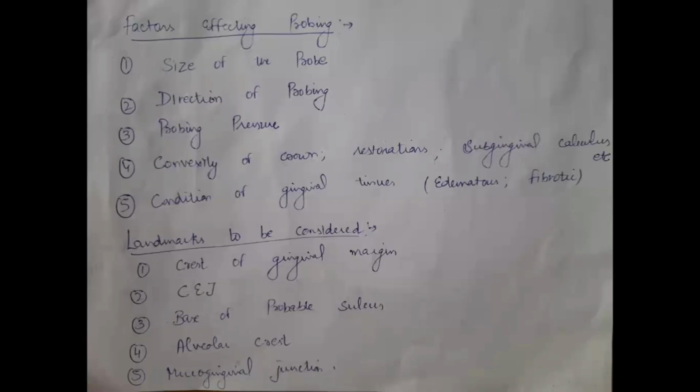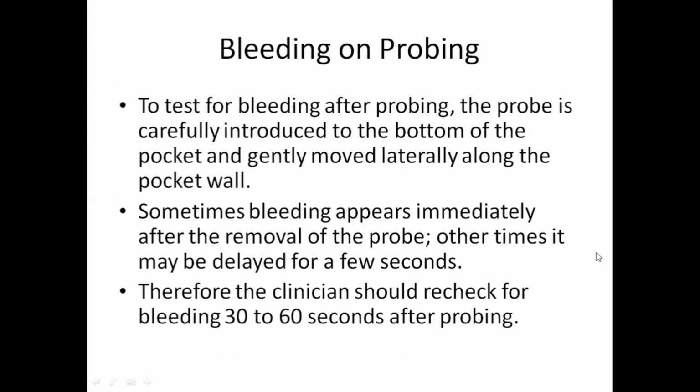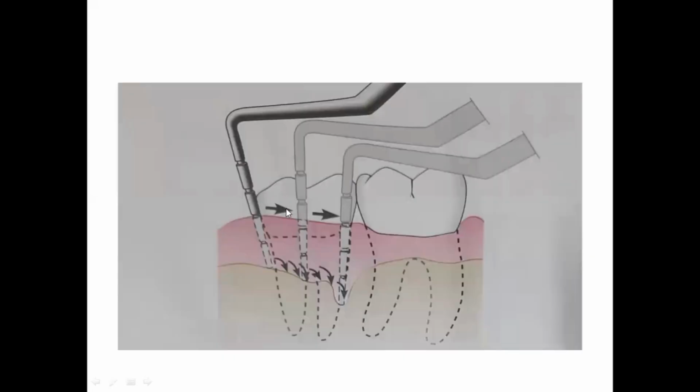Done. Now, what are the landmarks which are to be considered while doing probing? It is crest of the gingival margin, then cemento-enamel junction, then base of the probable sulcus, alveolar crest, and mucogingival junction. See, in this, how to do probing. A probe is inserted from one direction and then it is walked circumferentially around the tooth. And the deepest part on this probing is noted.